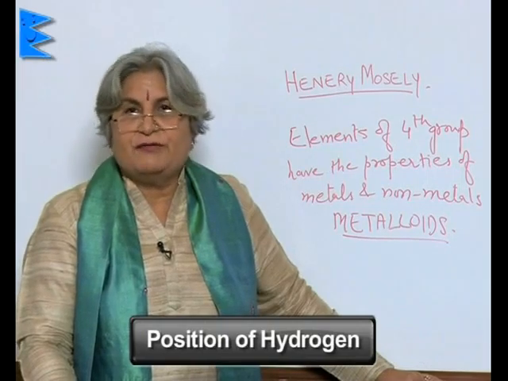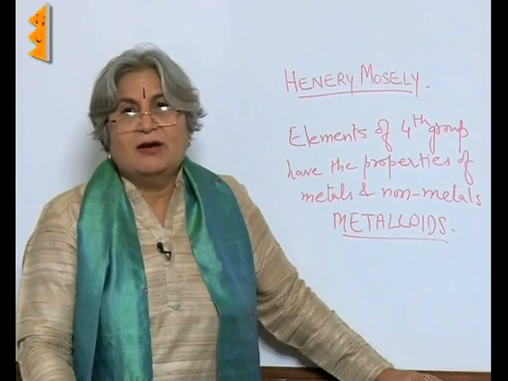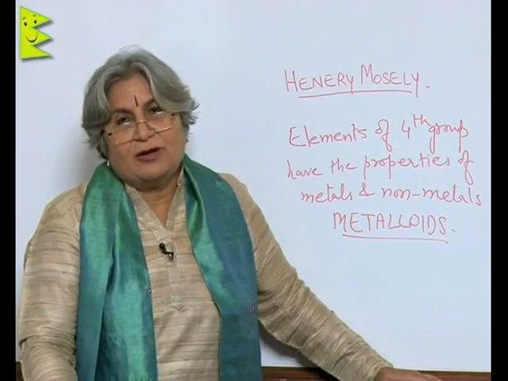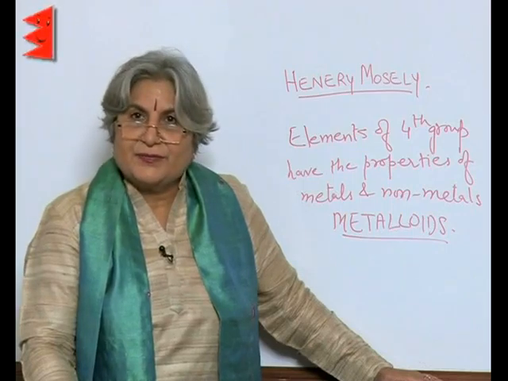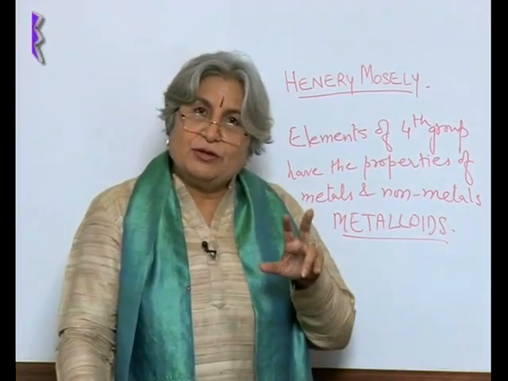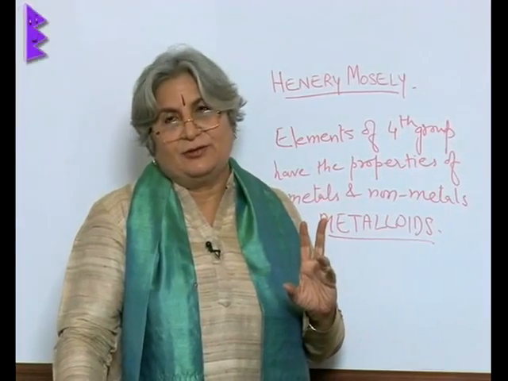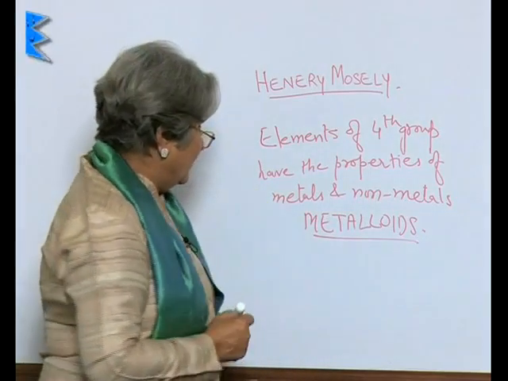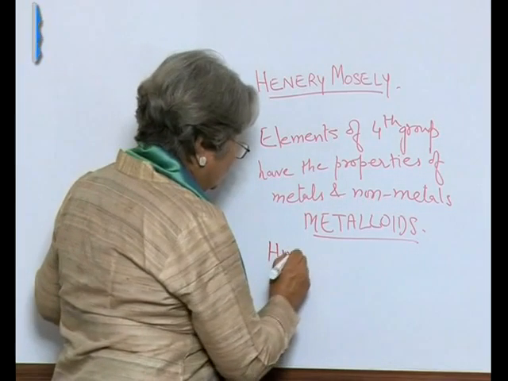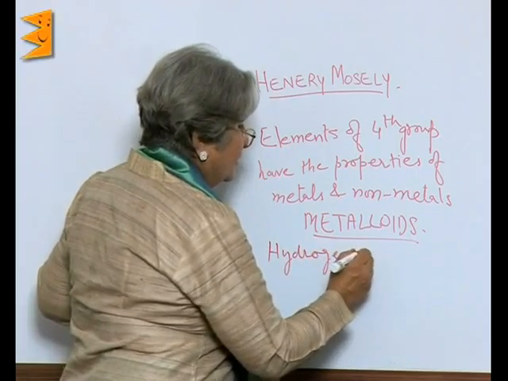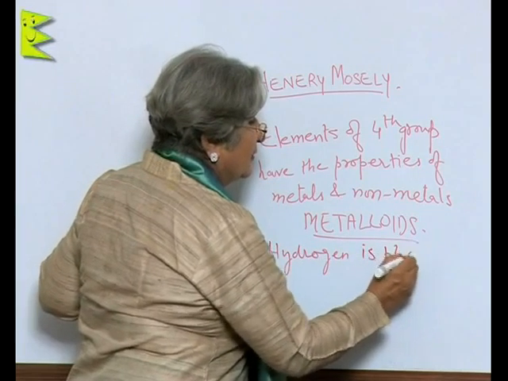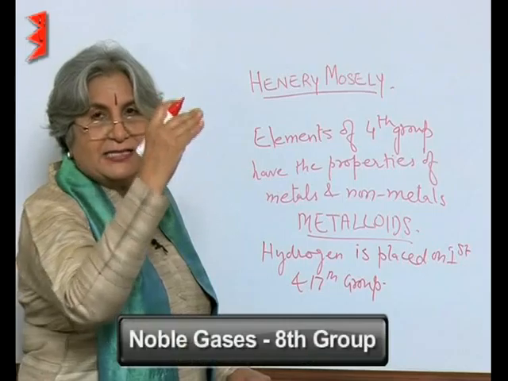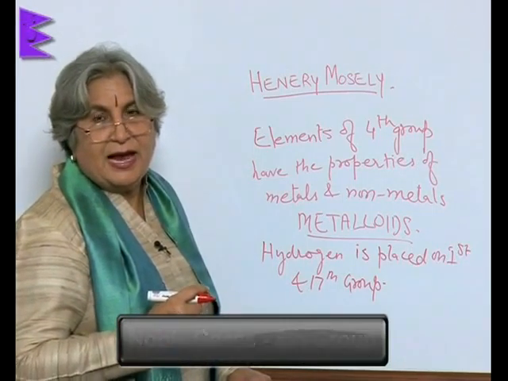Now, coming to the position of hydrogen. You see, hydrogen has 1 electron only. So, as easily as it can gain 1 electron, it can lose it. So, it has a position both in the first group as well as the 17th group. So, the hydrogen controversy was also solved. So, we can say hydrogen is placed in the first and 17th group. The noble gases were grouped together and that was the 8th group.